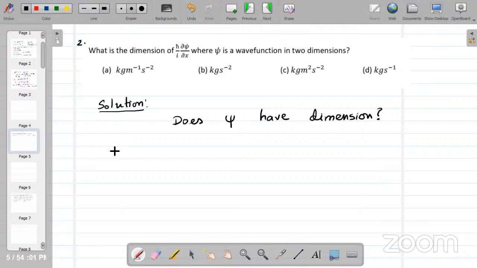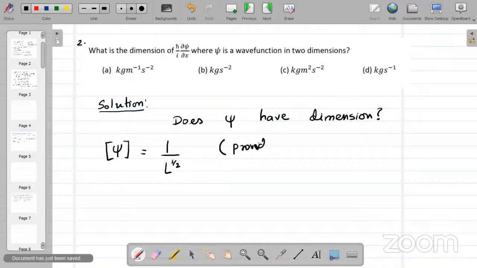So psi will be 1 by L power half. This is the dimension, provided psi is 1 dimension.